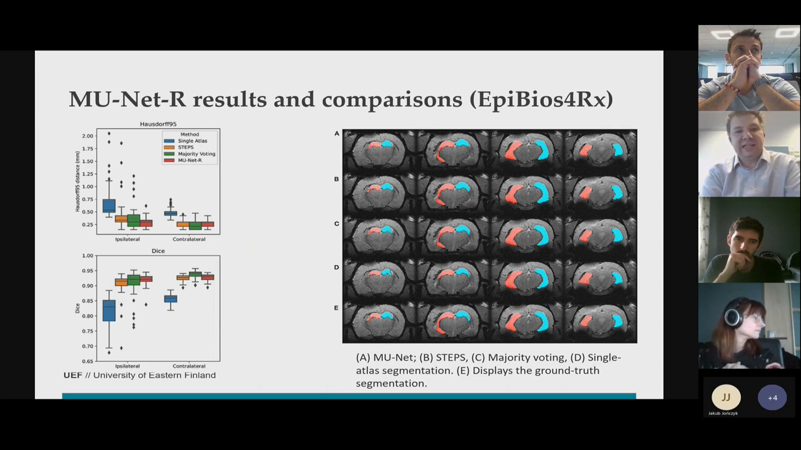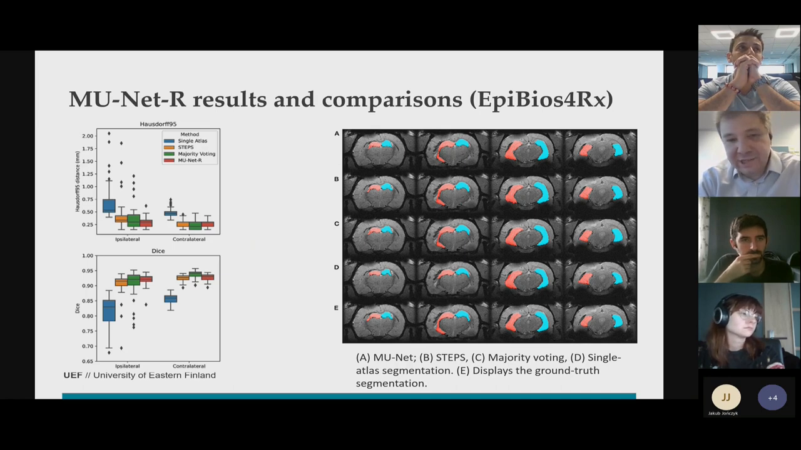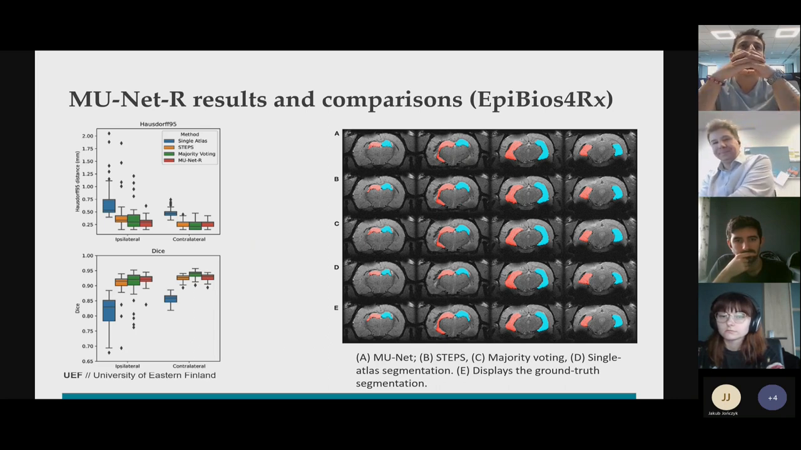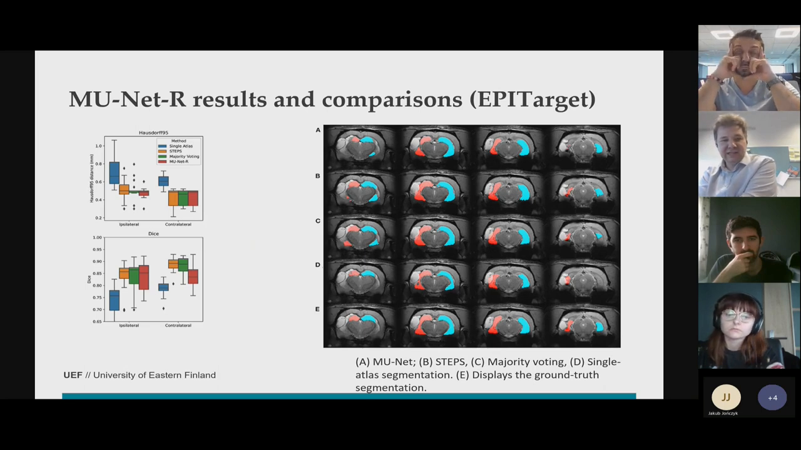Convolutional neural network has a little bit better first case performance as multi-atlas segmentation, and I think that our neuroanatomists were more happy about the convolutional neural network based segmentations than the multi-atlas segmentation. So this is for different databases, kind of same results.